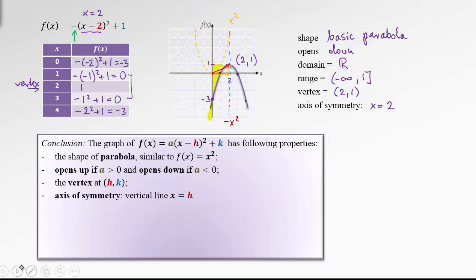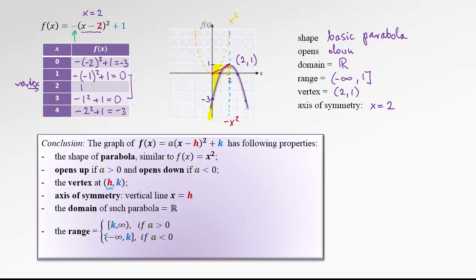The following property is the axis of symmetry. Axis of symmetry of any parabola is the vertical line passing through the vertex. Therefore, its equation is x equals the first coordinate of the vertex, x equals h. Another property, the domain of any parabola is all real numbers. And the following property refers to the range of a parabola.